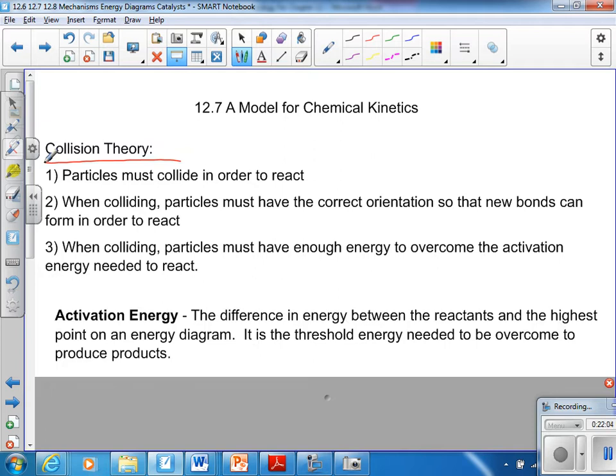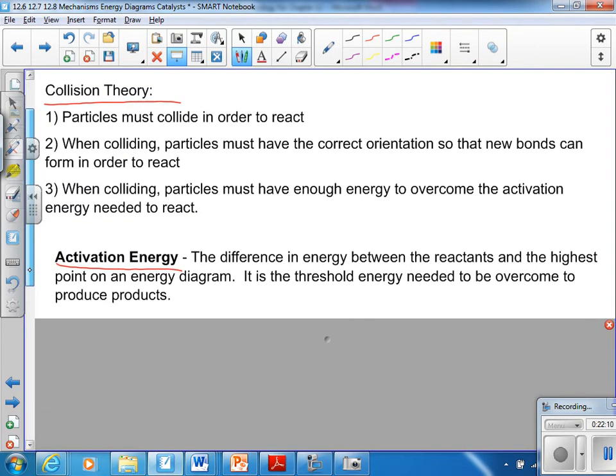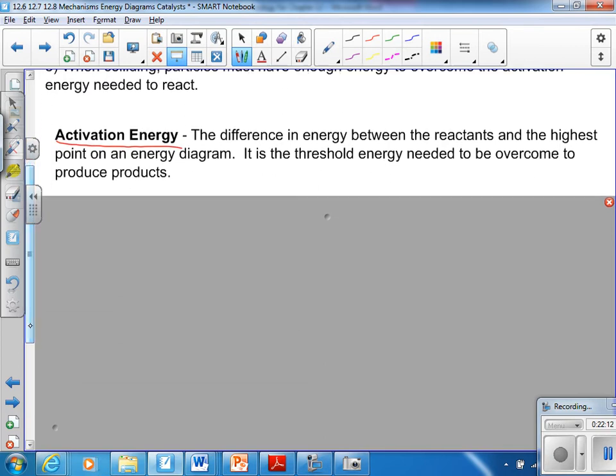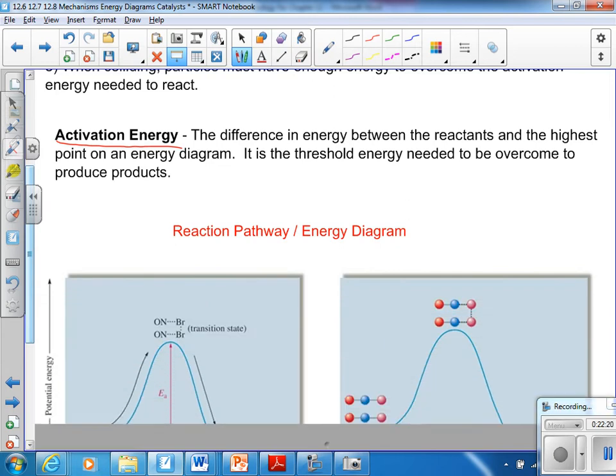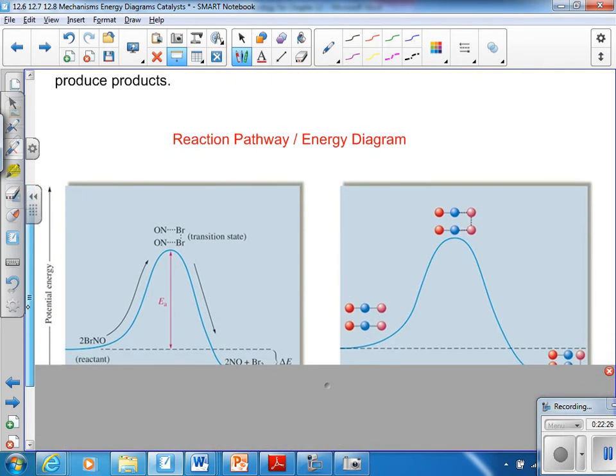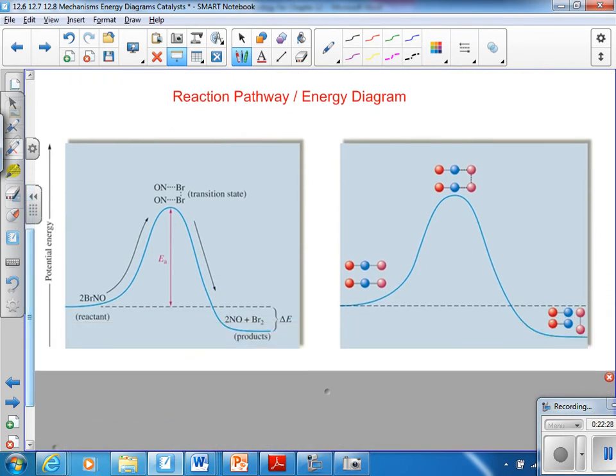There are some new terms in here. We have activation energy, and I'll show you a graph in a little bit, and I will highlight what activation energy is. But this is the amount of energy the reactants need to have when they collide. They have to overcome that activation energy barrier. So let's look at what we're talking about right here. Reaction pathways, energy diagrams.